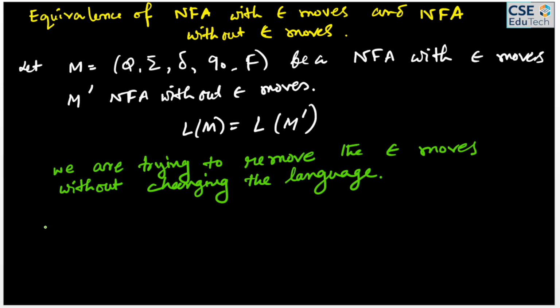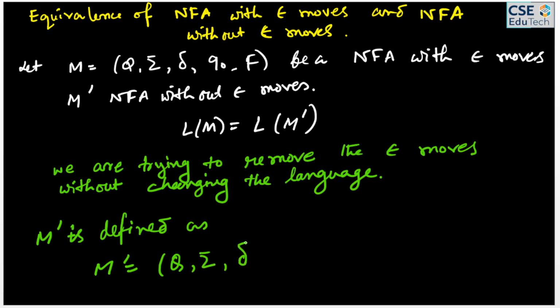Now M dash, meaning the NFA without epsilon moves, is defined as M dash equals Q, sigma, delta, Q naught, and F. Here only two things will be changed, the transition and the final state. Here it will be changed and this will be changed, and all others will remain the same.